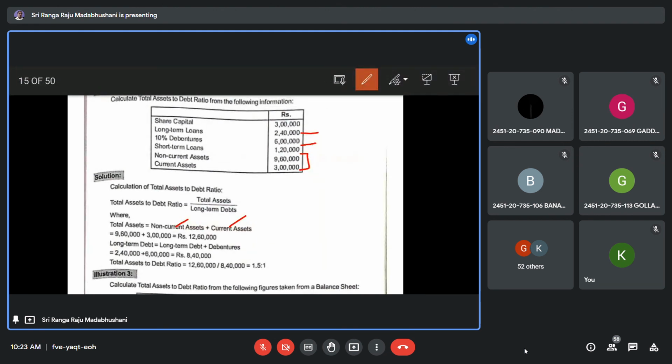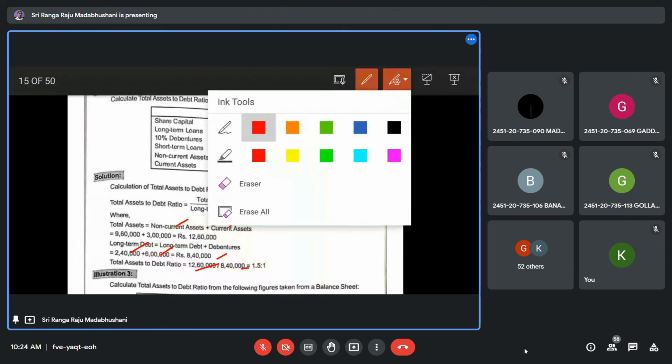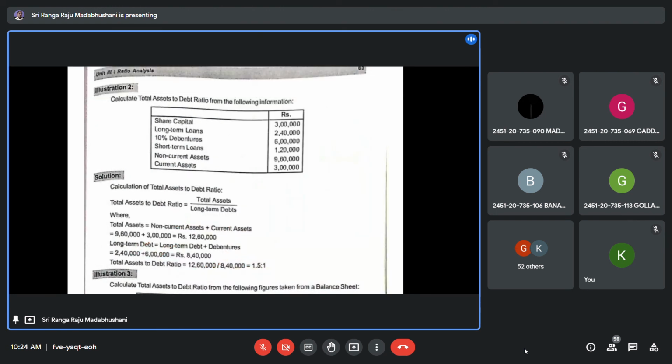Short-term loan means current liability. This is non-current liability, this is current liability. We need non-current liability or long-term loans. So 6 lakhs plus 2 lakh 40,000 is 8 lakh 40,000. This is the non-current liability or long-term debt. So assets 12 lakh 60,000 by 8 lakh 40,000 is 1.5 to 1. So this is also okay.